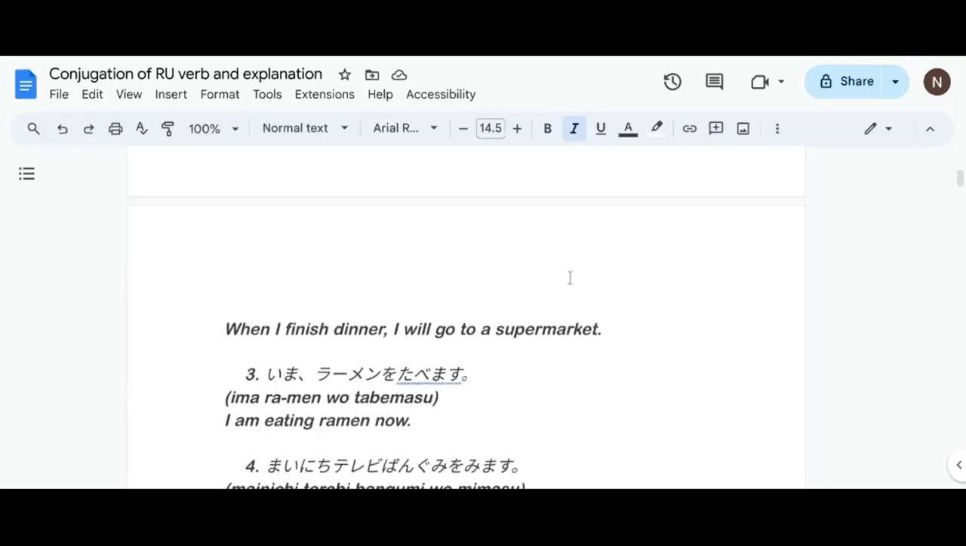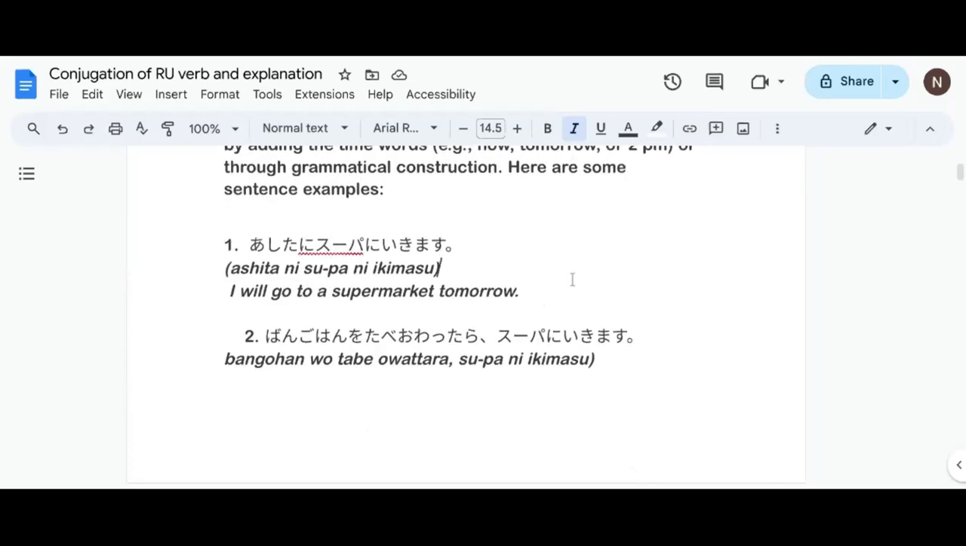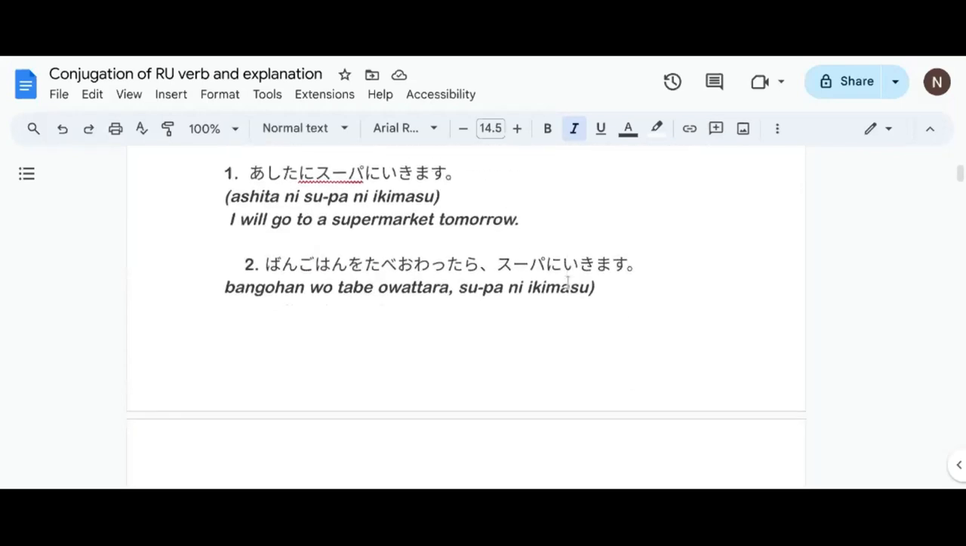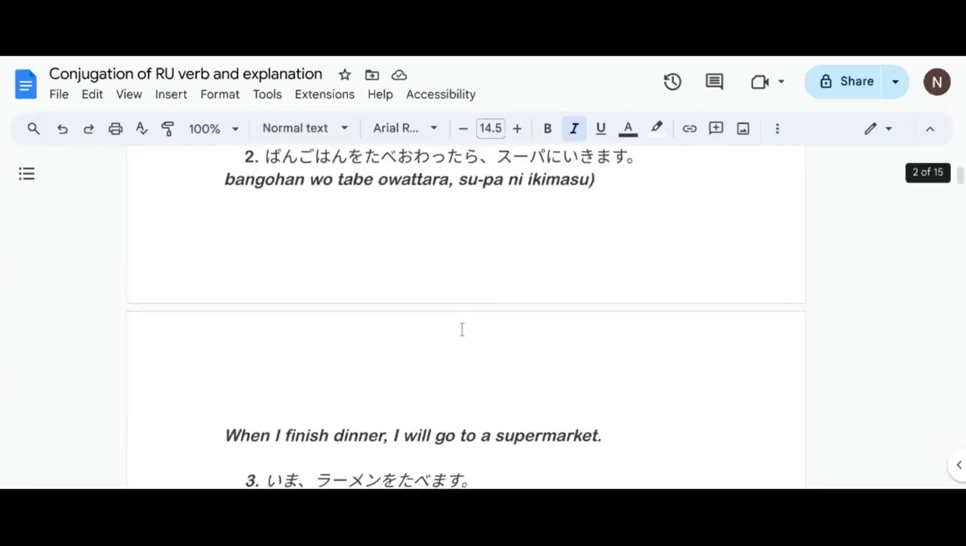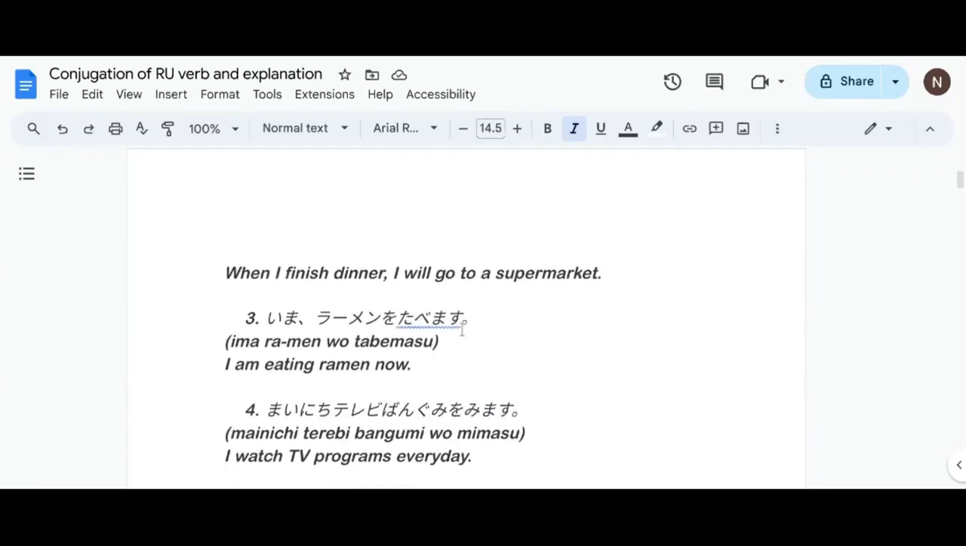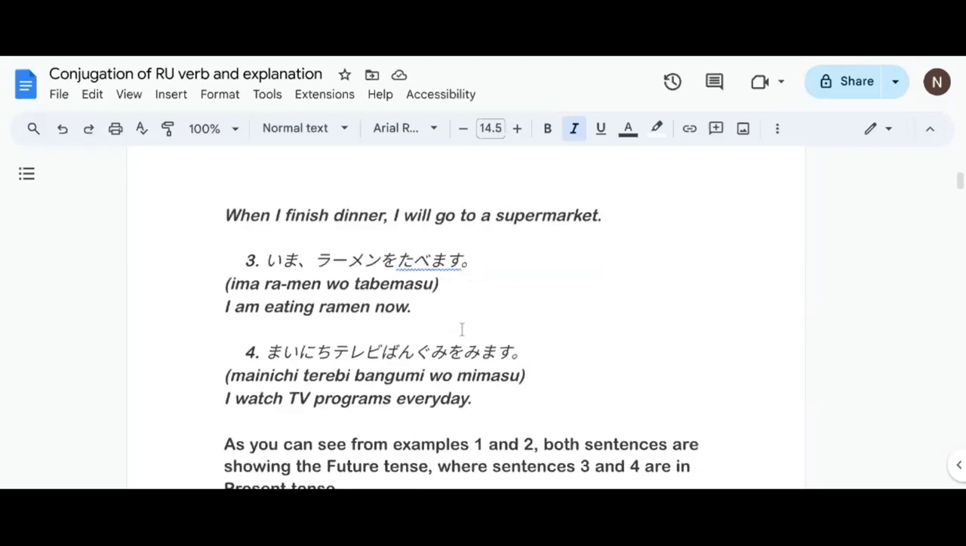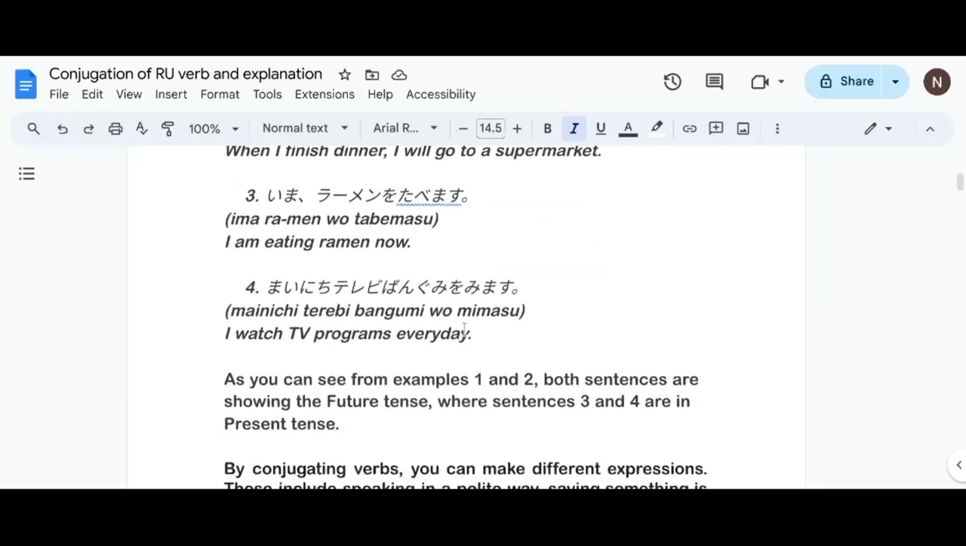So the first and second sentence that we had, ashita Lahore ni ikimasu. I will go to Lahore tomorrow. Bangohan o tabe owattara supa ni ikimasu. I will go to the supermarket after I finish my dinner. And then the third and the fourth is a present tense. I am eating ramen now. Ima ramen o tabemasu. And mainichi terebi bangumi o mimasu. I watch TV programs every day.